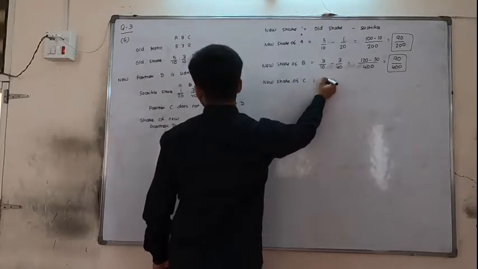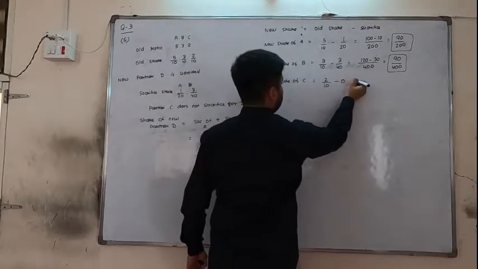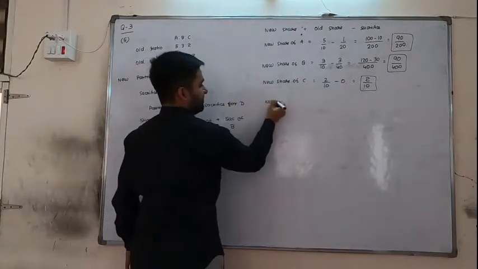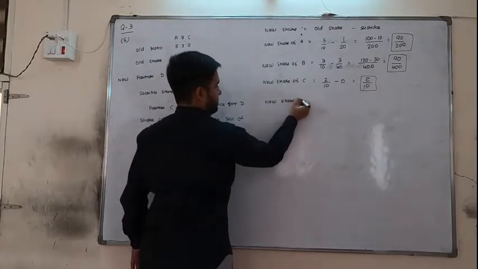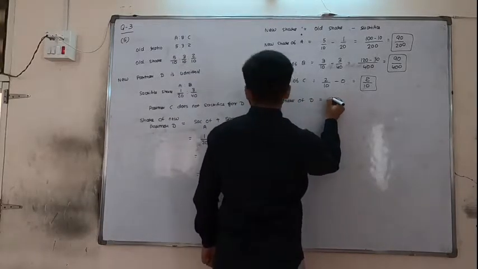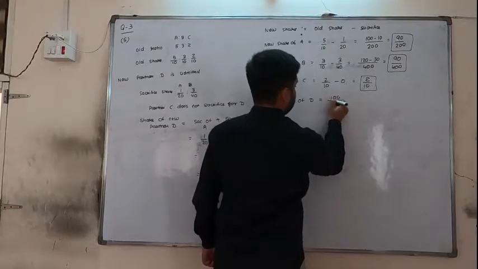New share of C: 2 by 10 minus his sacrifice is 0, so it will be 2 by 10. And new share of D is 100 by 80.